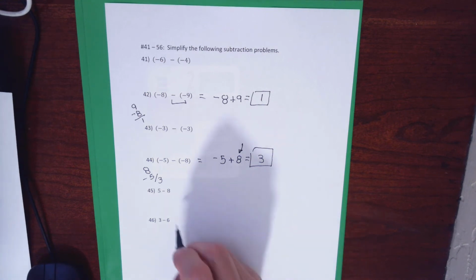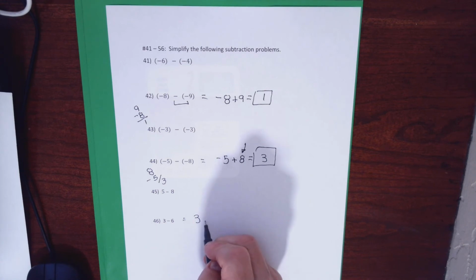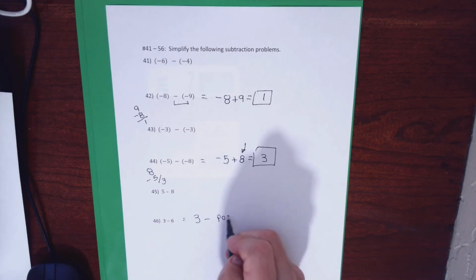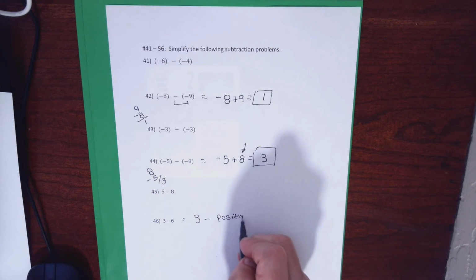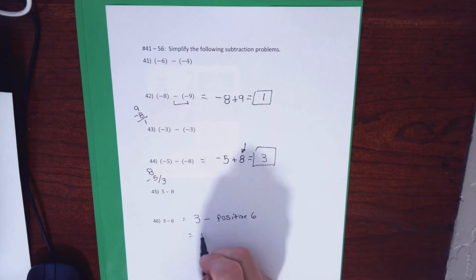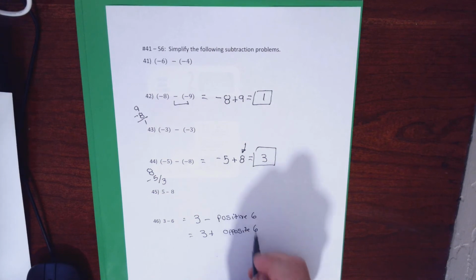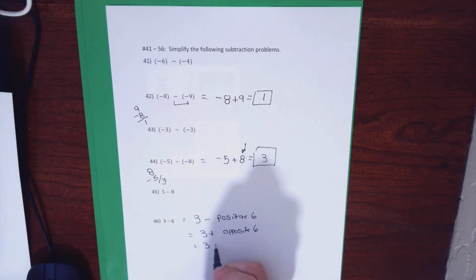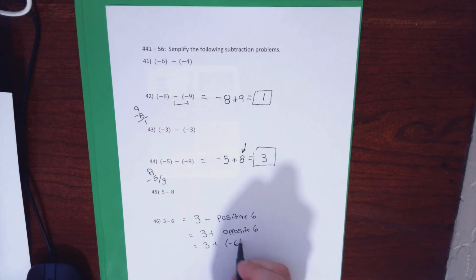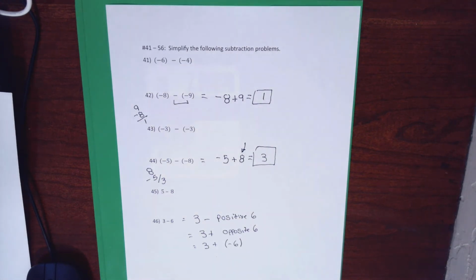46 I can do without rewriting, but if I want to think of this, this is 3 minus positive 6 that is happening here. And if I want to rewrite this as a plus, this is going to be 3 plus the opposite of positive 6, or 3 plus just the opposite of 6. And the opposite of 6 is negative 6. So the proper way to rewrite this problem, if you can't just look at it and know 3 minus 6 is negative 3, is you could change it to an addition problem by changing this minus sign to a positive and that positive 6 to a negative 6.